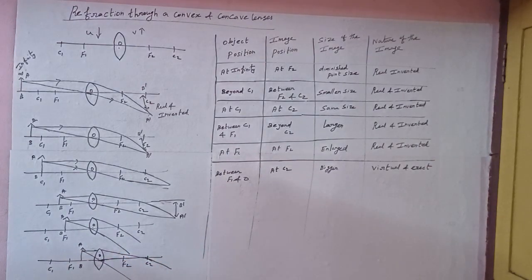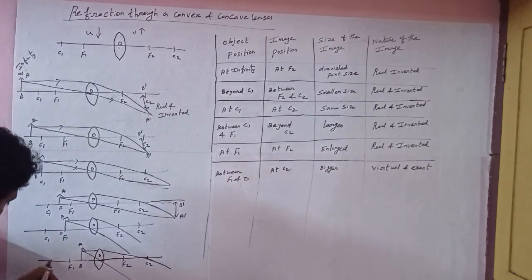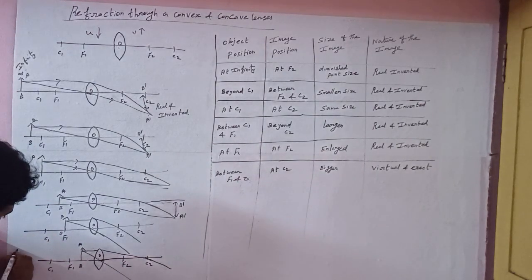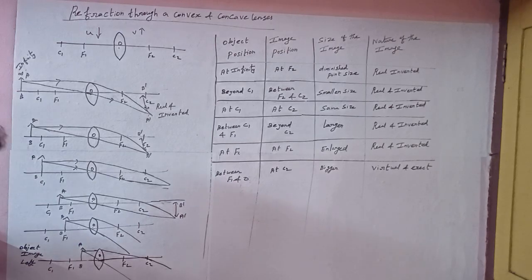So we get the image on the same side, the left side. We know that because it acts like a concave lens. So the image is here. The object and image are both on the left side, the same side. It will be bounced back to the same side, because it appears to diverge from here. This is A dash, this is B dash.